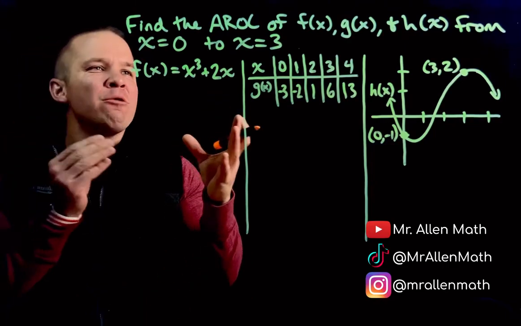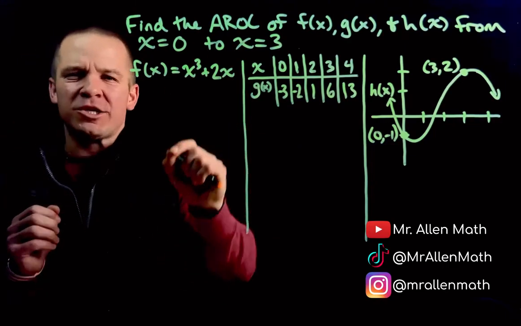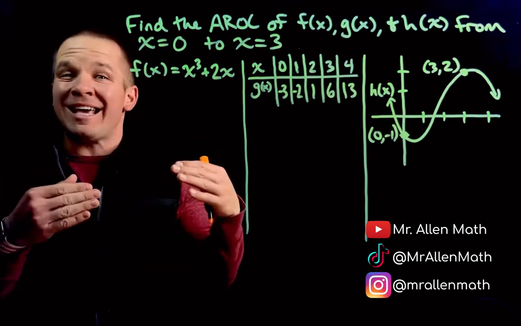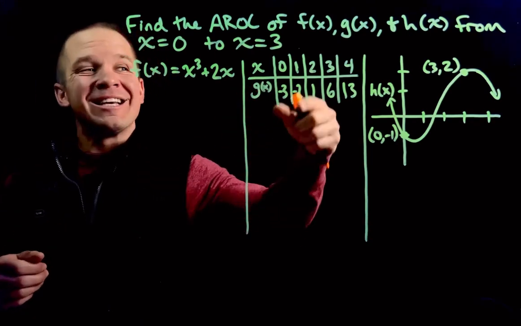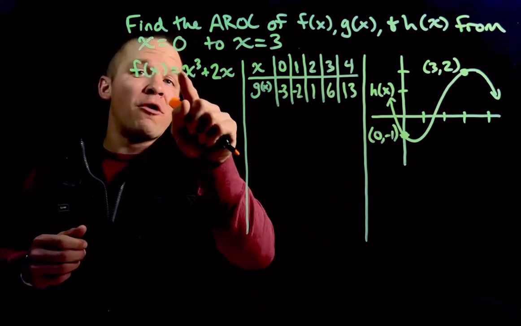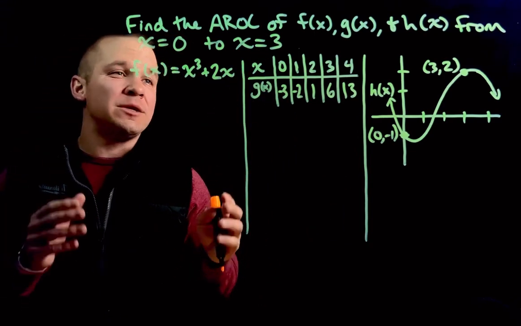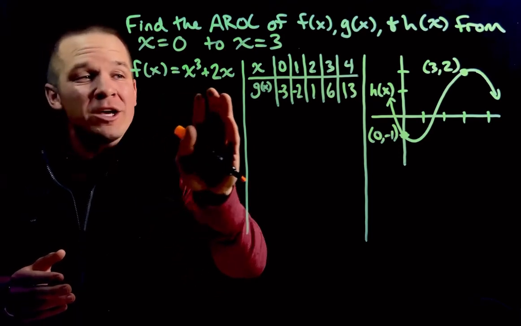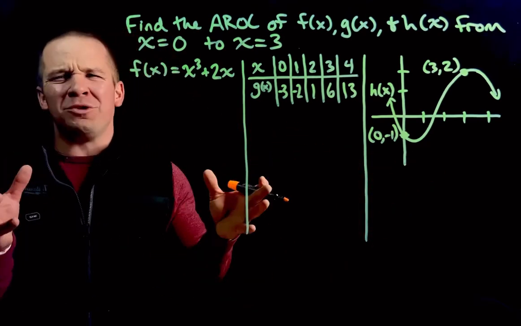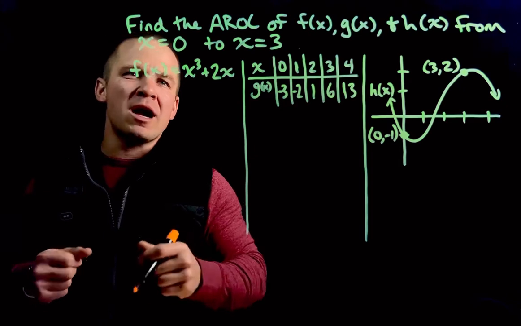We're going to find the AROC, the average rate of change. That's street talk for average rate of change, right? The AROC of f of x, g of x, and h of x from 0 to 3. So that would be our interval there from x equals 0 to x equals 3. And we can do that given an equation, a table, or a graph. We're going to do all three. The trifecta of AROC. Let's get after it.